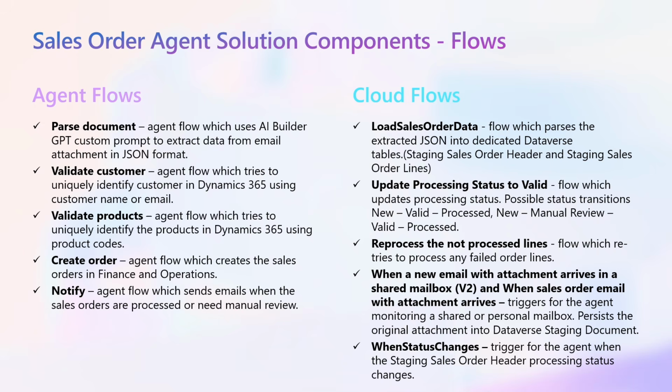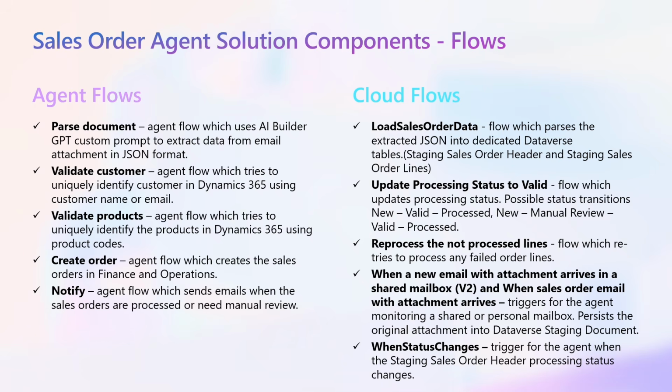These are all of the flows that are included with the sales order agent solution. Starting with the agent flows that are used as tools within Copilot Studio. We have parse document. It will use Power Automate and AI Builder GPT prompt for parsing a document. Validate customer will try to uniquely identify the customer in finance and operations based on name, and then, if not found, will try by email address. Validate product will try to uniquely identify the released item in finance and operations using item code. Create order will create the order lines, and attach the original email attachment to the order in finance and operations.